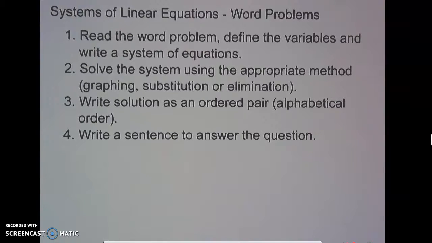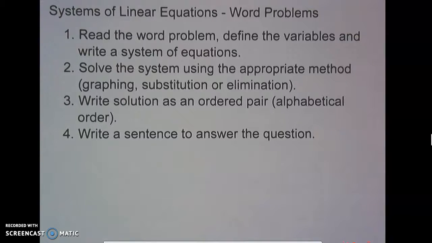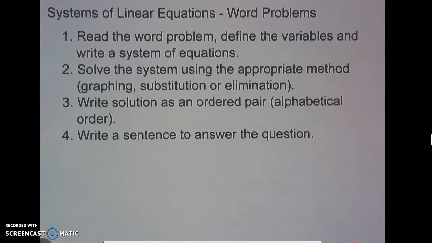Today we're going to be talking about systems of linear equations word problems. So there's 4 general steps to these. The first one is to read the word problem, define the variables and solve, or write a system of equations. We're going to solve the system using the appropriate methods, so graphing, substitution, or elimination. Typically, you're not going to use graphing, but substitution or elimination would be your best bets.